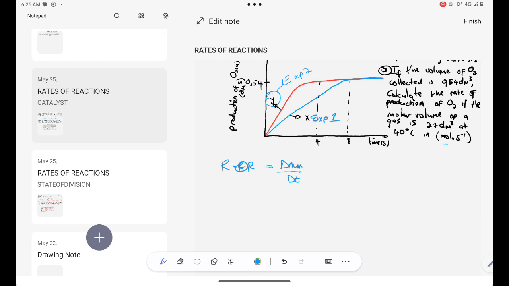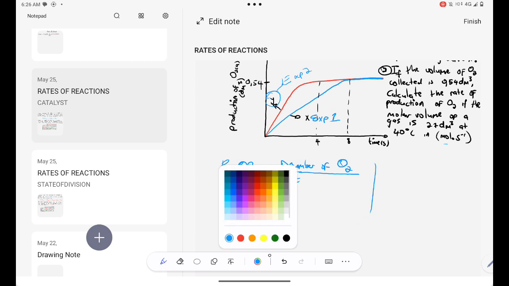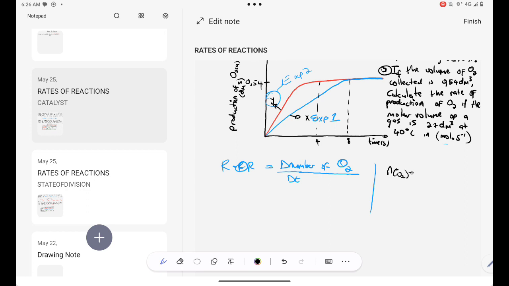So it's the change in the number of moles of products. In this case, we can say the number of moles of oxygen. The change in the number of moles of oxygen all over time. Since oxygen is a gas, we can simply use the formula that says the number of moles of a gas, which is oxygen, is basically the volume of the gas divided by the molar volume at a specific temperature. That's basically 0.54 divided by 27, and this will simply give us 0.02 moles. Therefore, I can conclude that the number of moles of oxygen gas that were formed is just 0.02 moles. Are you together?